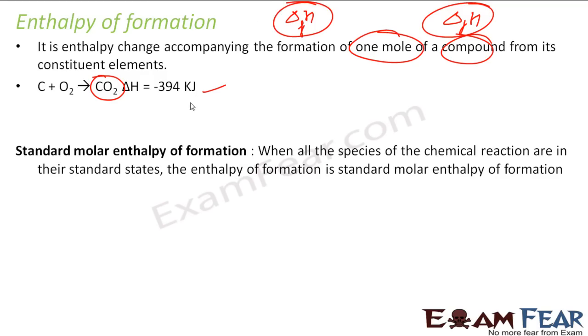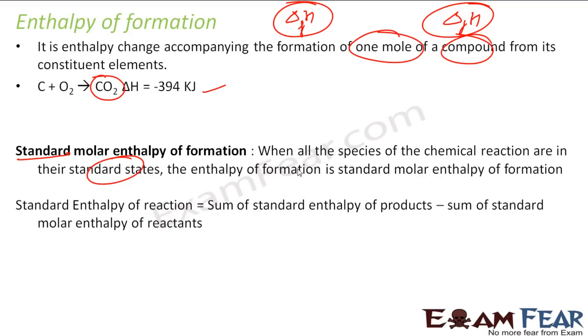Here also, since we have enthalpy of formation, we have standard enthalpy of formation also. Same thing, when all the species in the chemical reaction are in the standard state, that is, things are pure, 1 bar pressure, 298 Kelvin temperature. So it is called standard molar enthalpy of formation. Here also same formula, because anyway it's all the same parent. Standard enthalpy of formation is nothing but standard enthalpy of products minus standard enthalpy of reactants.